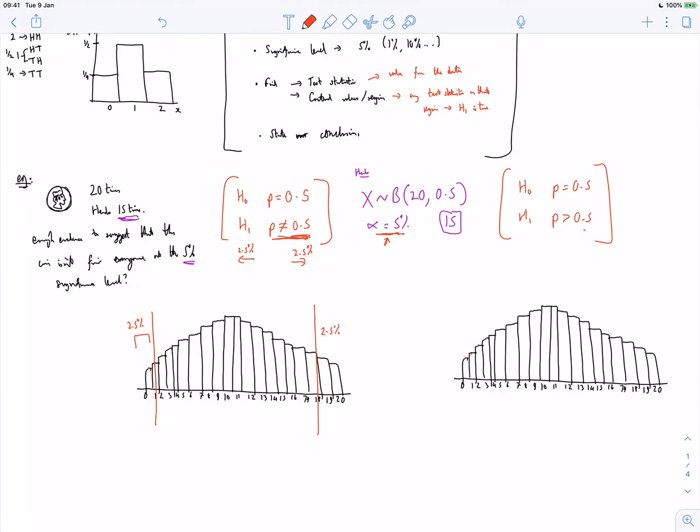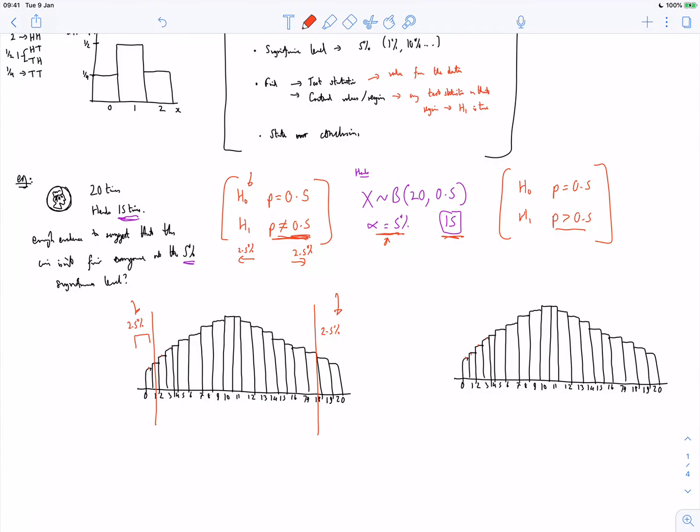When I've got P greater than 0.5, then I just want to draw a line so that the top region is 5%. If I had P less than 0.5, so for the less than ones, I would want to consider the bottom-most freakiest of outcomes. Now the idea is that if I can prove that the test statistic, which is 15, is in these most extreme cases, then that means our original position can't be true. Our H0 cannot be true.